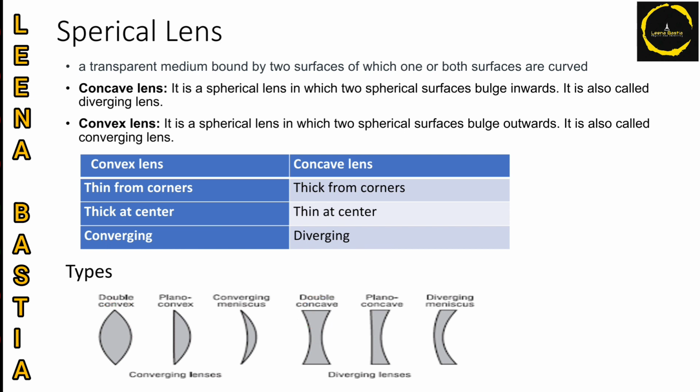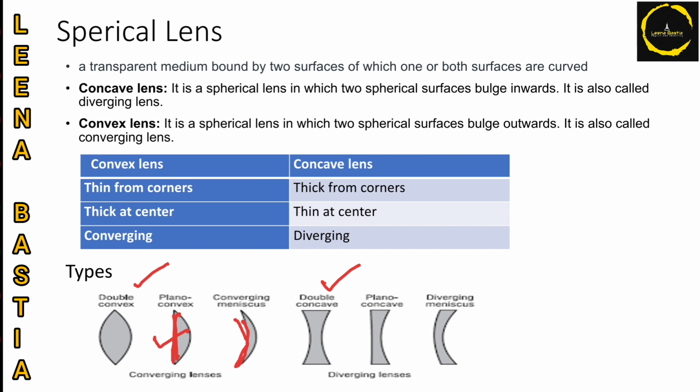Now, what are the different types? As I already told you, double convex is simply called convex, and double concave is simply called concave lens. Now, if one side is plane, then we say this is a plano convex. And if both are bulging inwards, then because it is a convex lens, converging in nature, this type of lens is known as converging meniscus.